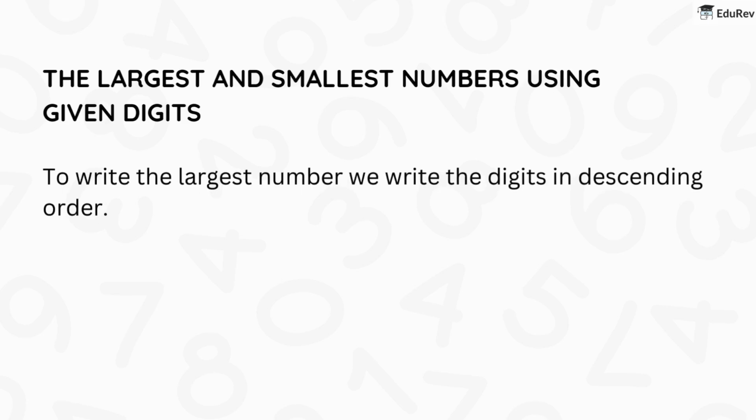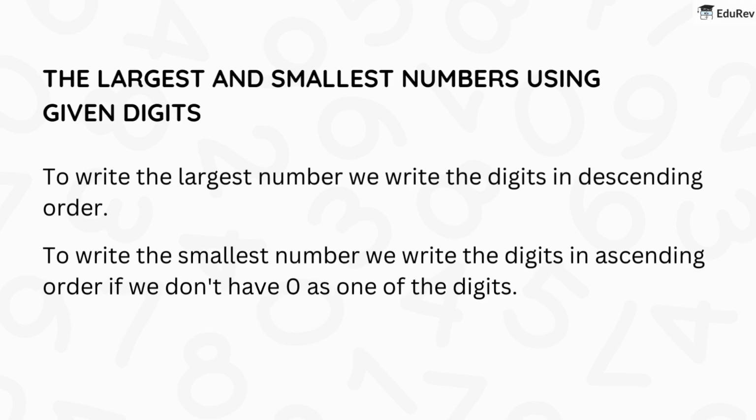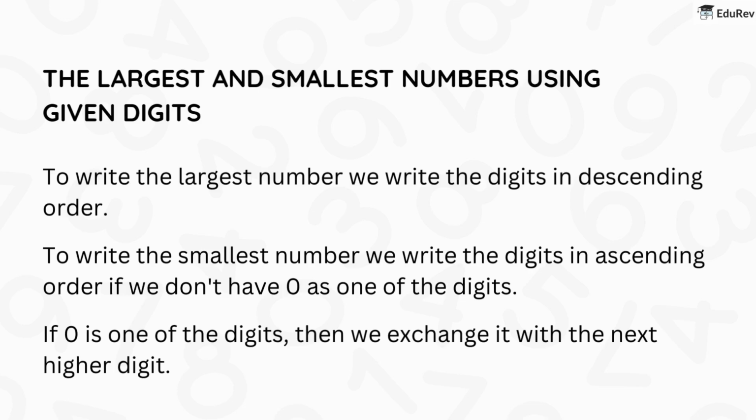Now, let's see how to write largest and smallest numbers using given digits. To write the largest number, we write the digits in descending order. To write the smallest number, we write the digits in ascending order if we don't have 0 as one of the digits. If 0 is one of the digits, then we exchange it with the next higher digit. Let's understand this with an example.